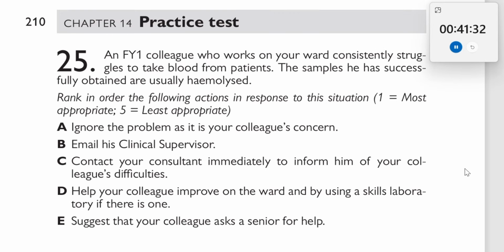Okay, 25. An FY1 colleague who works on your ward is consistently struggling to take blood from patients. The samples he has successfully obtained are usually hemolyzed.